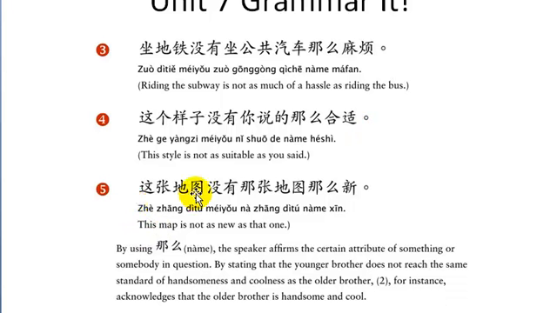这张地图没有那张地图那么新. Okay, this map is not as new as that one. 这张地图没有那张地图那么新. See, by using 那么, the speaker affirms a certain attribute of something or somebody in question.